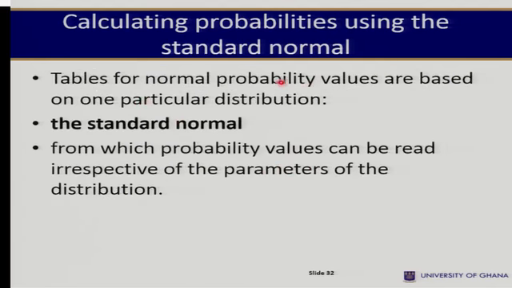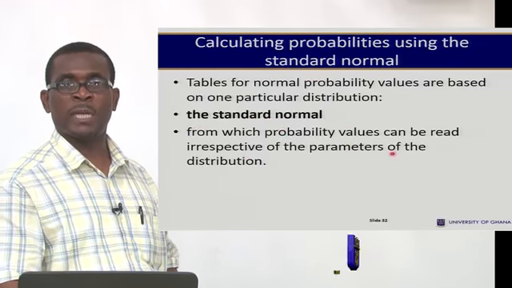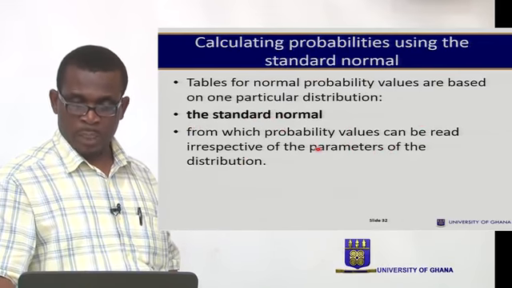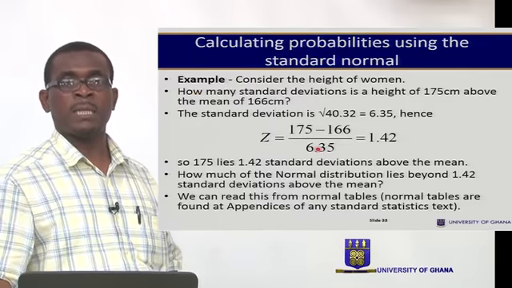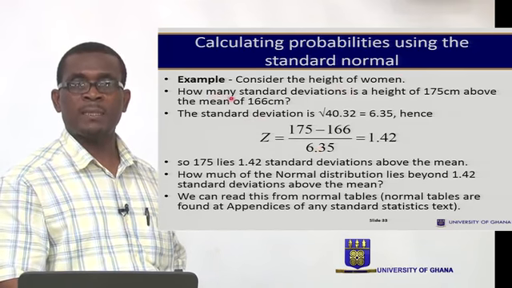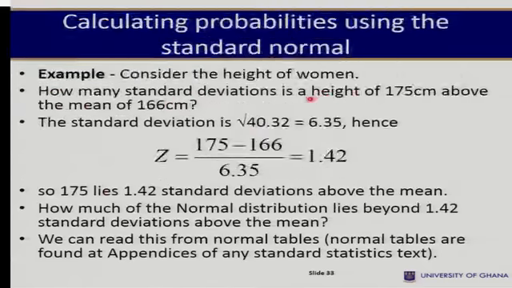Now, there are tables for the normal probability values, and these are based on what we call the standard normal, from which we can calculate or read probability values. So let's illustrate how this is done. Now, let's say that we consider the height of women, and we want to find how many standard deviations the height of 175 centimeters is above the mean of 166 centimeters for women. Now recall that we saw that the variance for women is 40.32. So the standard deviation must be 6.35.